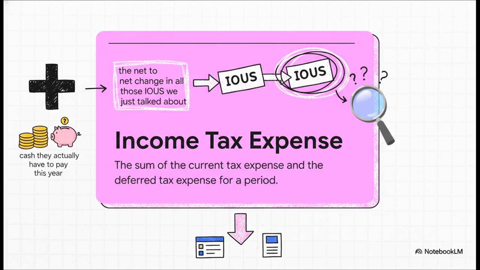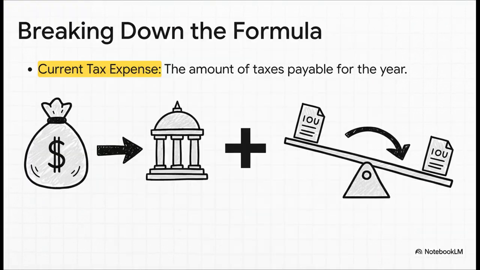It's the cash tax the company owes the government this year, plus the total change in all those deferred tax IOUs we were just talking about. So just to be crystal clear, current tax expense, that's the actual check they're writing to the government for this year's taxes. And deferred tax expense, that's simply the net change in their IOUs. It's the total amount their deferred assets and liabilities shifted up or down during the year.